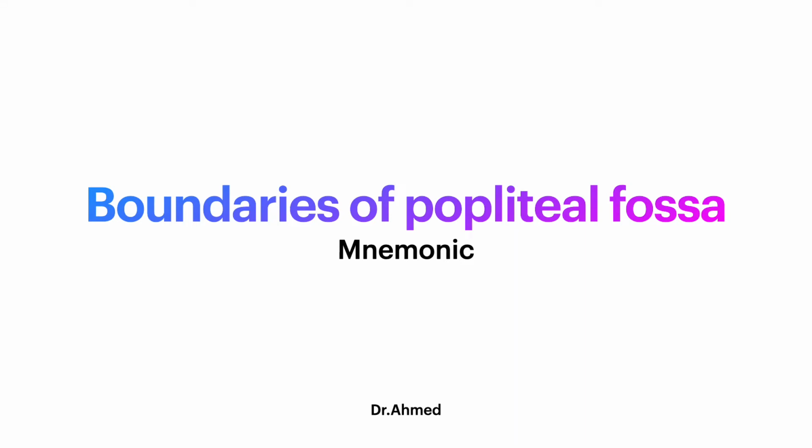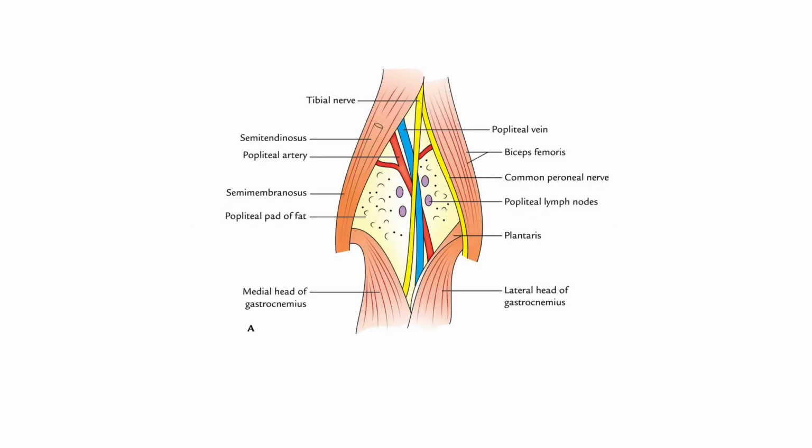Today we are going to deal with the boundaries of popliteal fossa, and here we begin. Here is a picture depicting the boundaries and the content of popliteal fossa. As we already know, we have four boundaries of popliteal fossa: superior medial, superior lateral, inferior medial and inferior lateral. Okay, so here we go for a mnemonic by which we can memorize these boundaries.